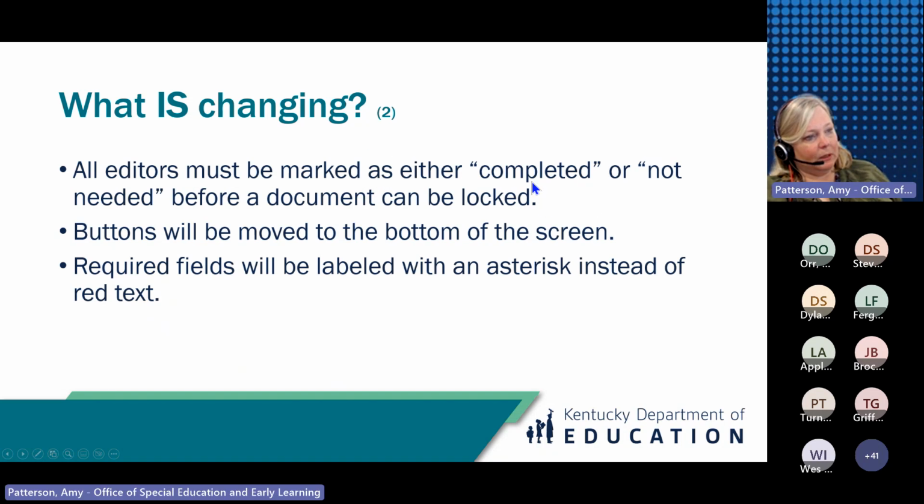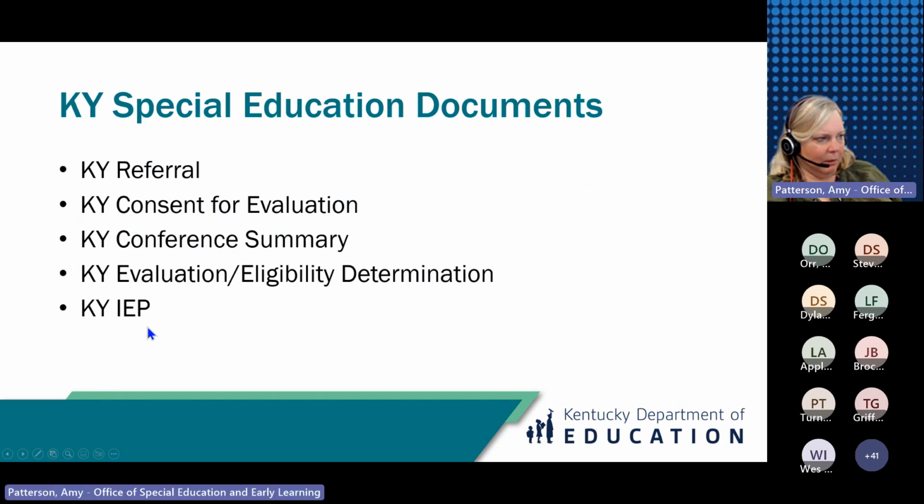All editors have to be marked completed or not needed before a document can be locked. So we still have the locking. Buttons are actually at the bottom of the screen, not at the top of the screen. And then required fields have an asterisk instead of red text because there was some concern about the accessibility of the red text. So these are all the documents that we have that have had changes made to them. And I think the private school service plan is also probably included with this IEP.